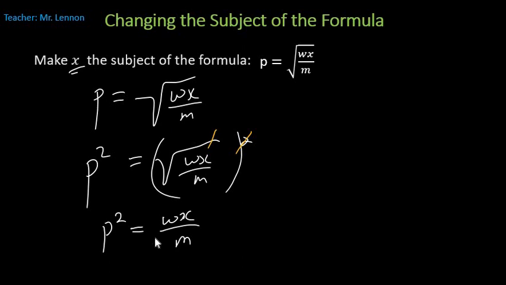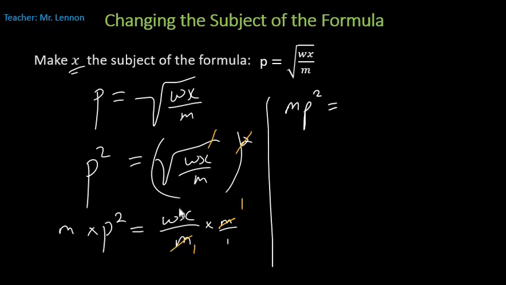Now, how do we remove the m? We could use a formula triangle, but we could also use this method. To get rid of the denominator, we multiply by that denominator, by putting it as a numerator. So it's m over 1. So we cancel out the factor of m with the factor of m here. And what that does, it allows us now to write m times p squared, which is mp squared. And on the right hand side, we have wx divided by 1, which is still wx. wx times 1 is still wx.